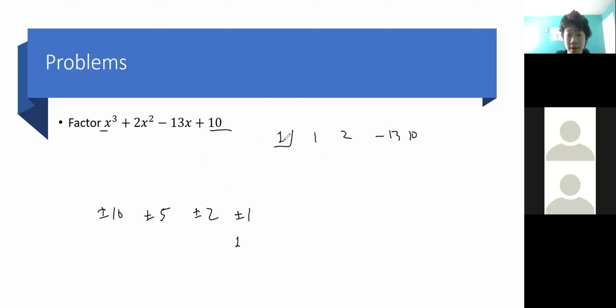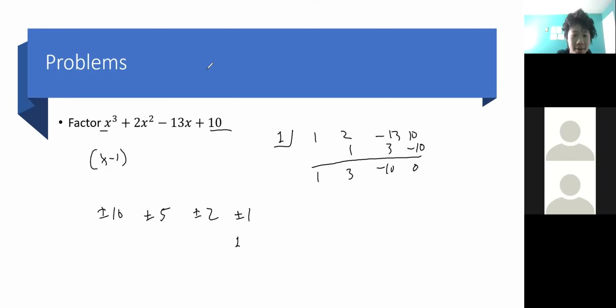Remember, we put 1 inside the little box. So if 1 is a factor, we should get 0 at the end. We should get 0 as a remainder, which means it's a factor, right? So let's test out 1. Does it work? Oh, yes, it does. Hooray, 1 works, which means x minus 1 is a factor. So we know that x minus 1 is a factor.